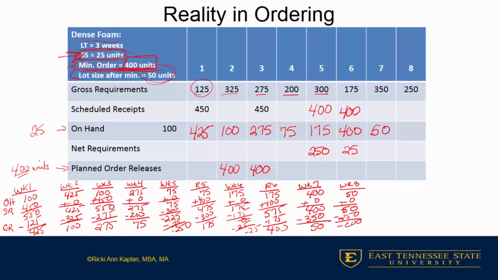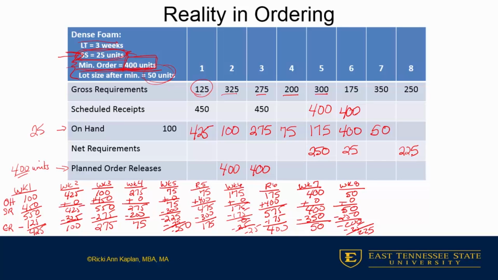But let's not forget safety stock. So let's subtract out those 25 I need for safety stock. So I am short, or I have a net requirement of 225 units in week 8. If I need 225 units, how many do I have to order?